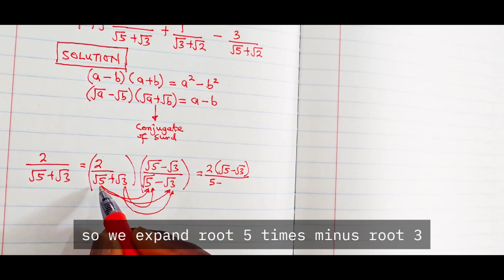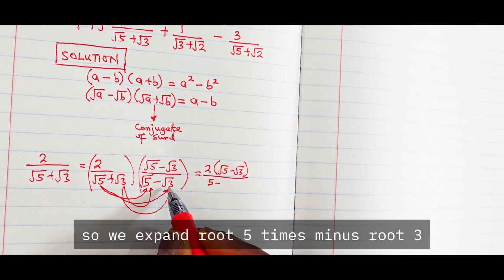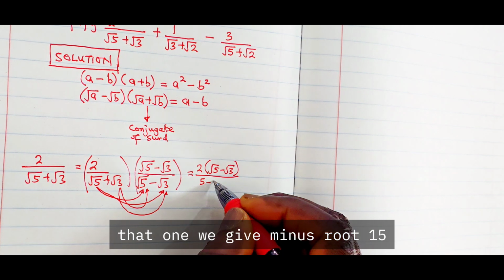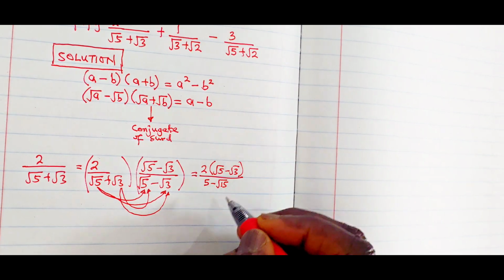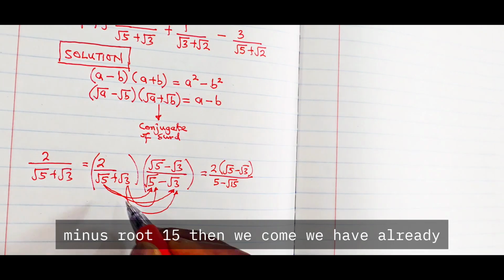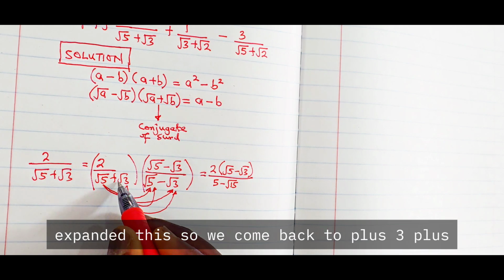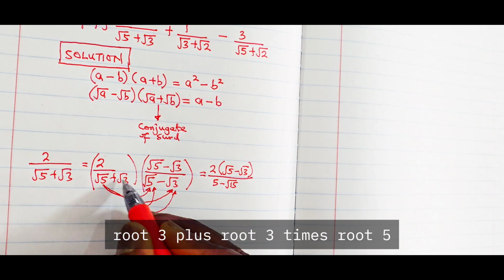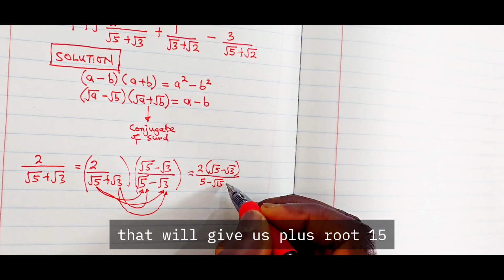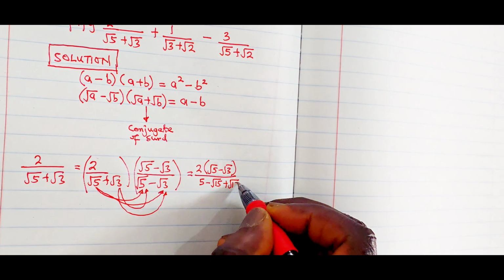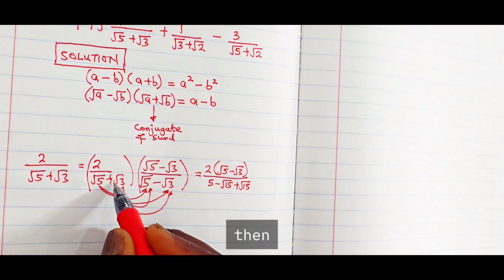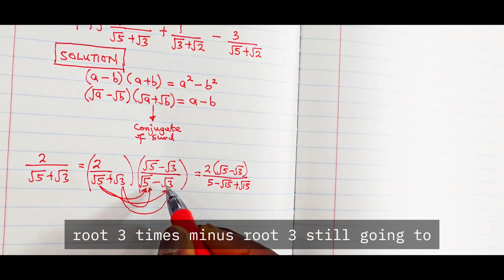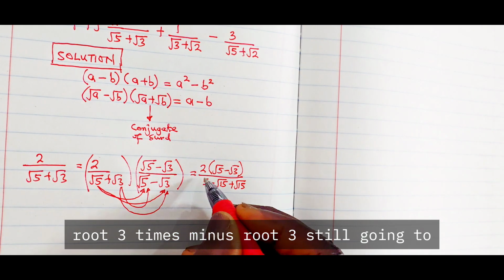So we expand root 5 times minus root 3. That one gives minus root 15. Then we have already expanded this, so we come back to plus 3, plus root 3 times root 5. That will give us plus root 15. Then root 3 times minus root 3 is still going to be the same way.